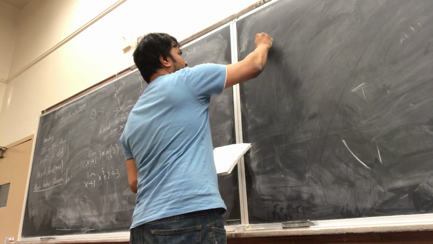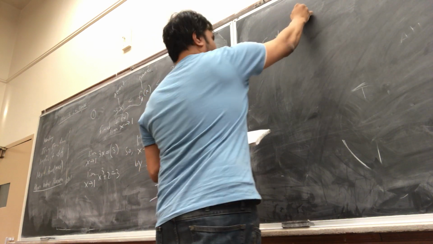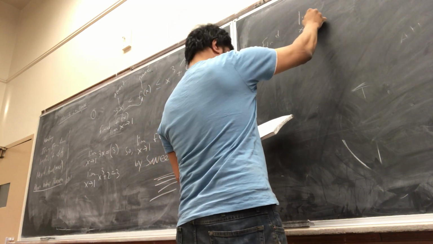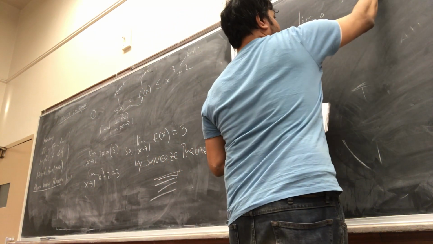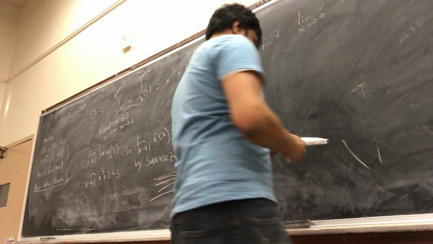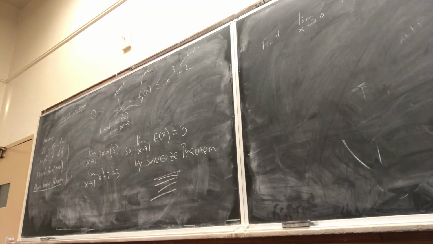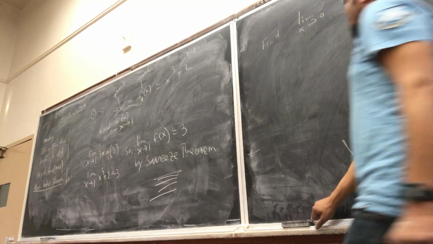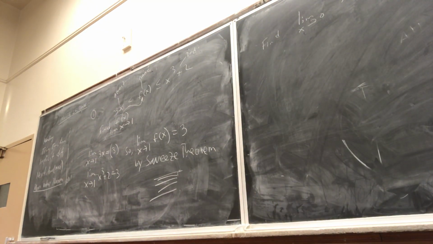Find the limit as x goes to 0 of x squared cosine of 1 over x squared. Do this one. I'll write a few more over there. Try to do this one while I finish writing some problems over here. Use the squeeze theorem.